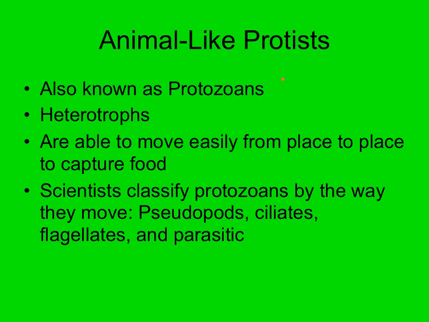Animal-like protists are known as protozoans. That's the term that describes them. Remember, all protozoans are protists, but not all protists are protozoans. To be a protozoan, you have to be like an animal. You have to be heterotrophic. For the most part, they move from place to place, although not necessarily all of them. And this particular group is actually classified primarily by the method in which they do move.